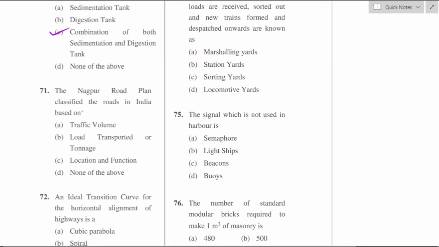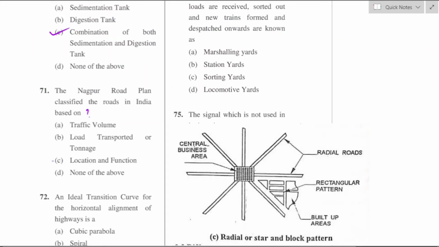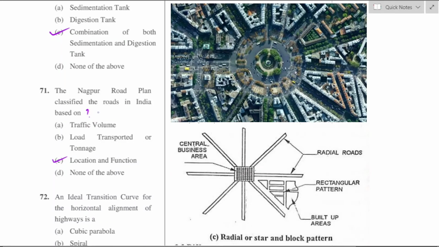Question number 71. The Nagpur road plan classified the roads in India based on location and function. Option C is the right answer. This was classified in the year 1943 according to the first 20-year road plan, which was in star and grid pattern.